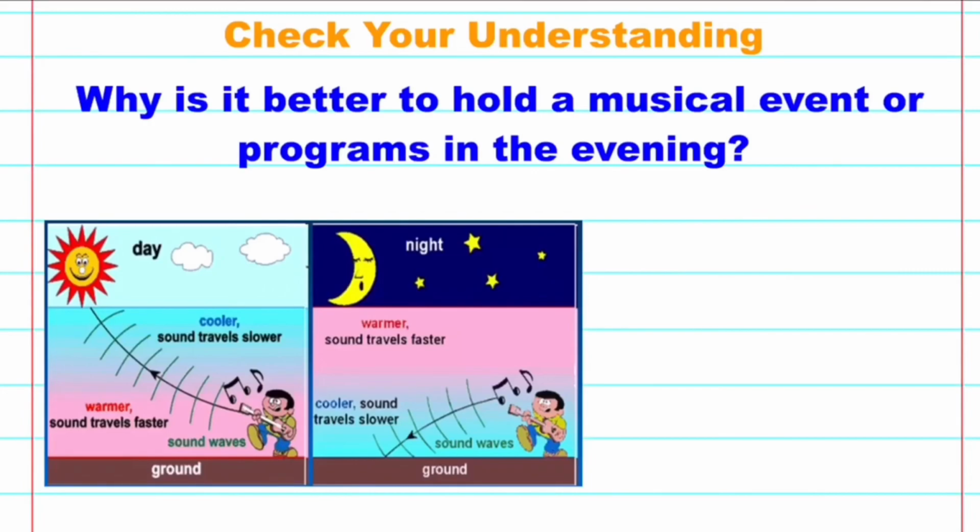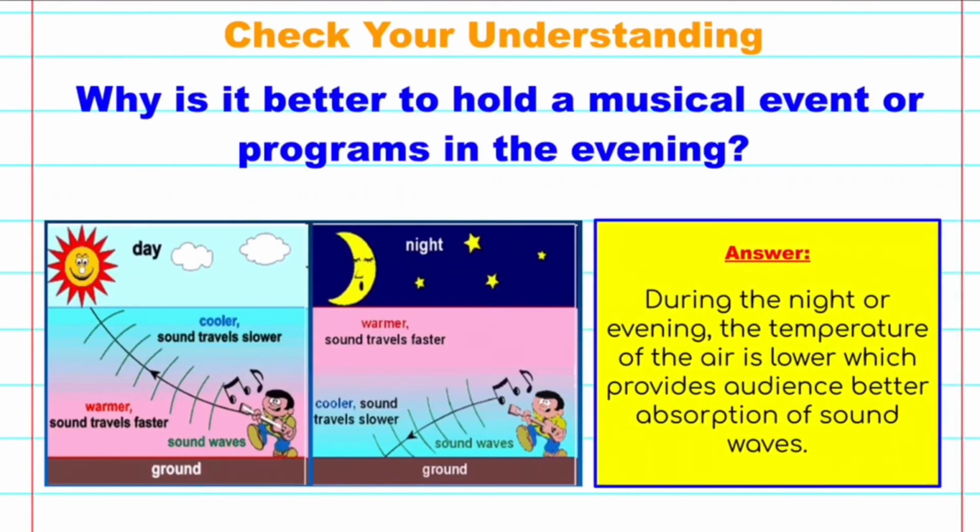Check your understanding. Why is it better to hold a musical event or programs in the evening? Answer: during the night or evening, the temperature of the air is lower, which provides the audience better absorption of sound waves.